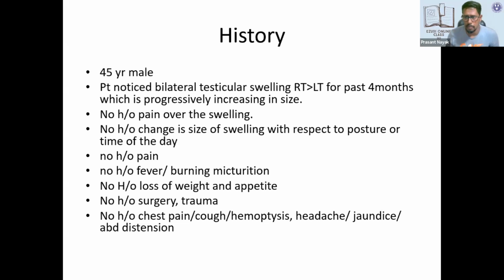So with this history, what do you think, Dr. Vishal? Sir, in a 45-year-old male with bilateral painless swelling, a testicular mass may be suspected until proven otherwise, along with other differential diagnoses such as bilateral epididymo-orchitis. Or, sir, if the swelling is not reducible, hydrocele may also be suspected, sir. Okay. Can we go to the next one? Yes, sir.